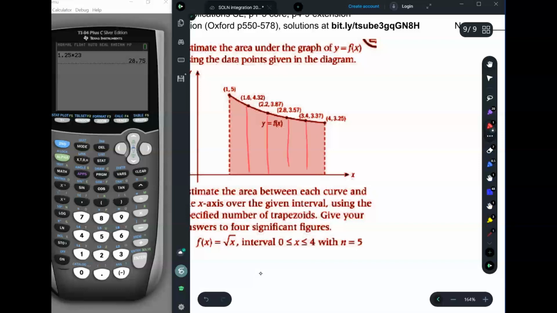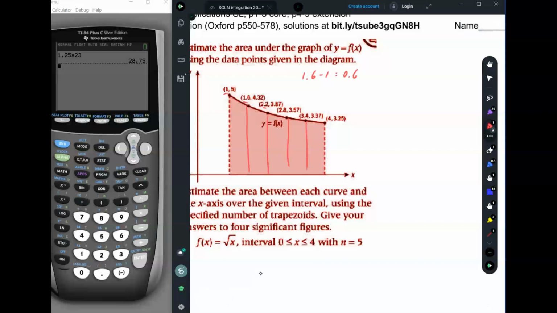Let's see, the first x-coordinate is 1, the second x-coordinate is 1.6, the next one's 2.2. You can see the pattern here that basically the width is going to be 0.6, and the way you could figure that out is you could do 1.6 minus 1, right? That'll give you the width of one of them.